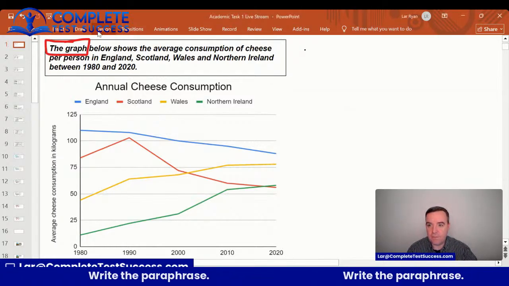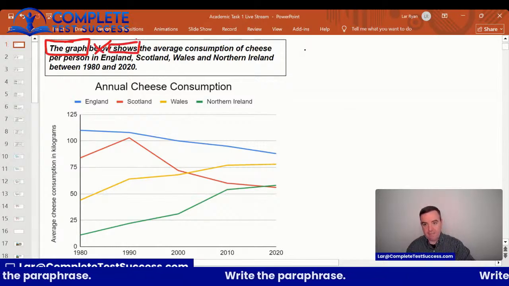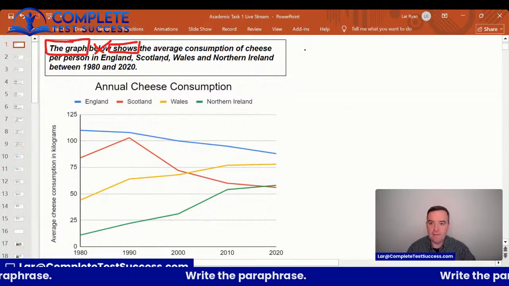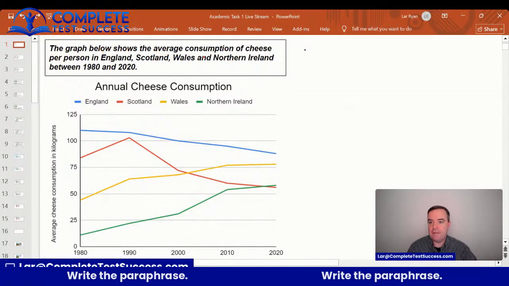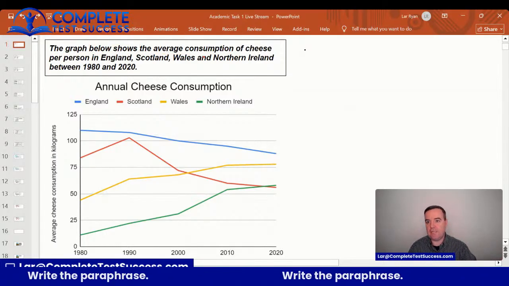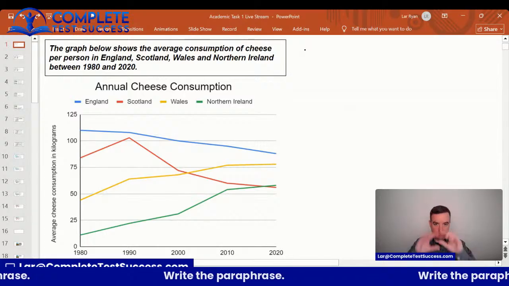When you're finished, we don't need to copy the word below. We can ignore that. Paraphrase the word shows. Again, if you know another word with the same meaning, change it. If you don't, copy it. Then we go on to the average consumption. If you can change it, do. If you can't, copy it. So you just go chunk by chunk like that, and make your way through the full sentence.